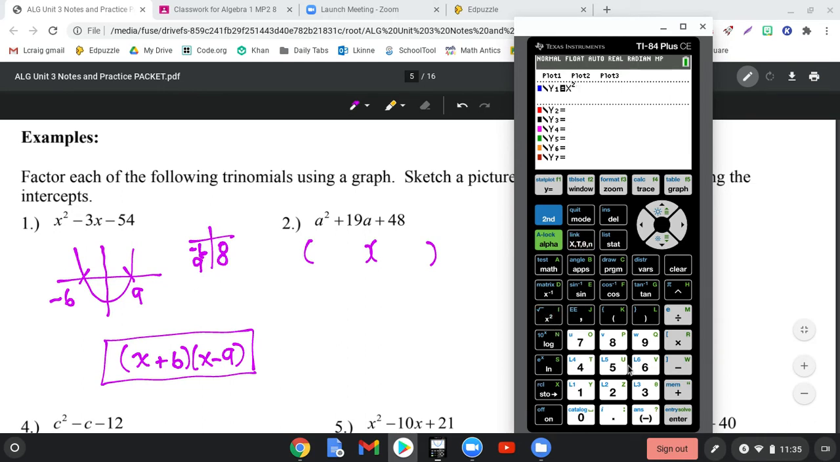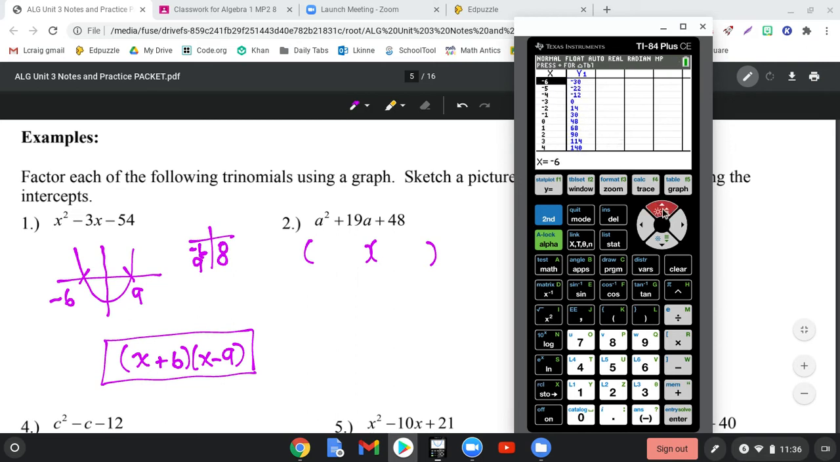X squared plus 19x plus 48. All right, let's see if we can see it in the graph. Remember, it's always that U shape. I'm only seeing it here, but I bet if we followed it down, it would end up this way. So it looks like negative 3. Think about what you'd multiply 48 by to get negative 3. Or go to the table and start looking.